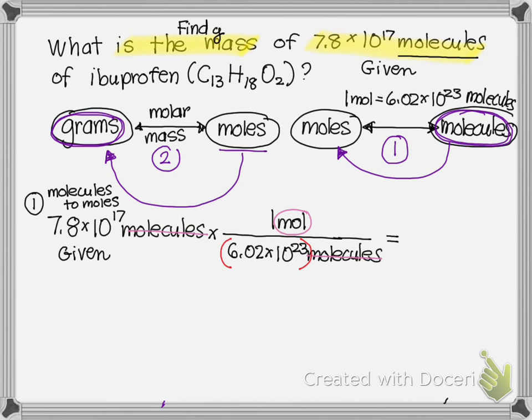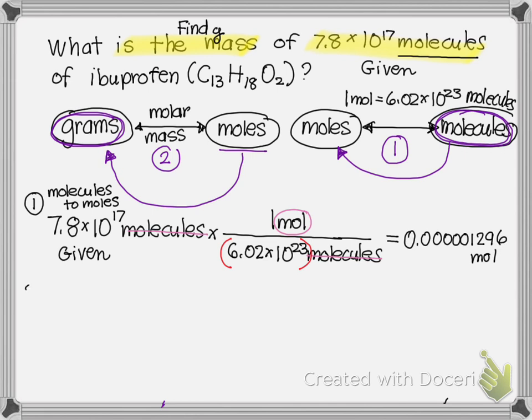So 7.8 times 10 to the 17th divided by 6.02 times 10 to the 23rd. And I get a really small number. I'm going to write it down here, not rounding, but I'm going to keep it in my calculator because I'm going to use it again. So it has 1, 2, 3, 4, 5 zeros, then a 1, 2, 9, 6. And that's the number of moles that it is.